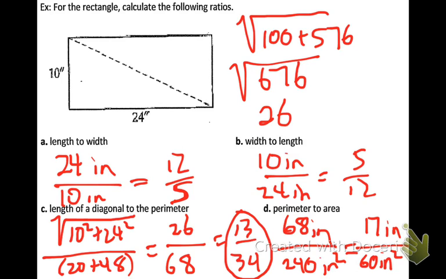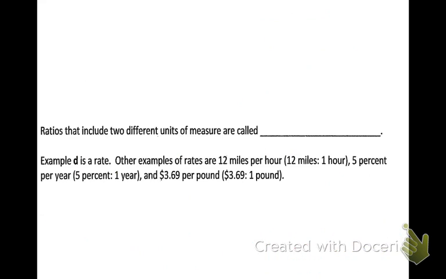Now, when we have two different units, like we did on the last one, those are called rates. It's called a rate when we have two different units. Other examples of rates would be 12 miles per hour, miles on top, hours on the bottom. 5% per year, so we have percent and then year. $3.69 per pound, dollars per pound. Those are all rates.